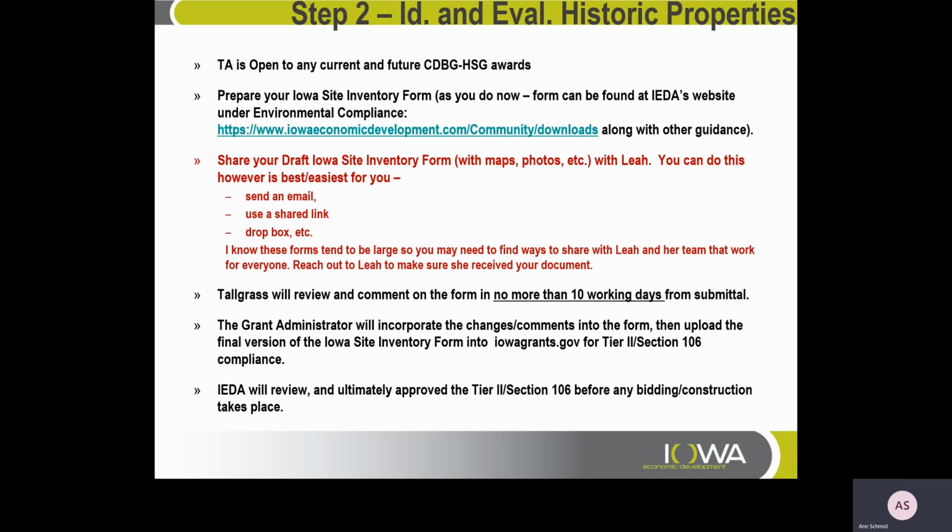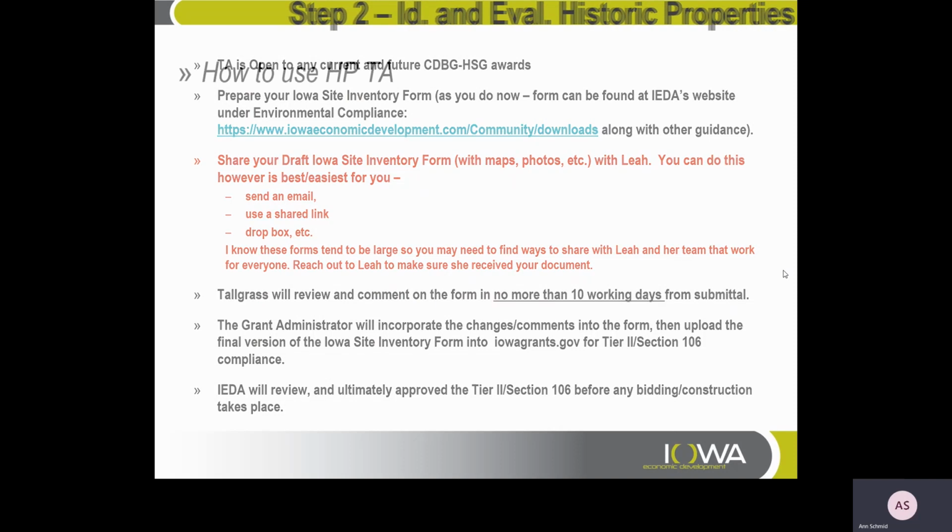One thing I want to note about this process is that Leah is commenting strictly on the evaluation of the resources, whether or not a property is eligible for the National Register. It is still up to the responsible entity and their grant administrator to ensure that the effects assessment that we'll talk about in step 3 is documented appropriately and identifying that correct scope of work.